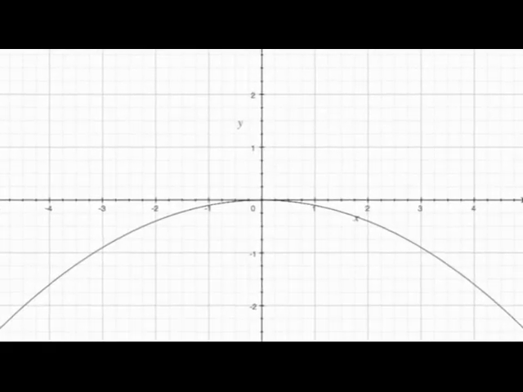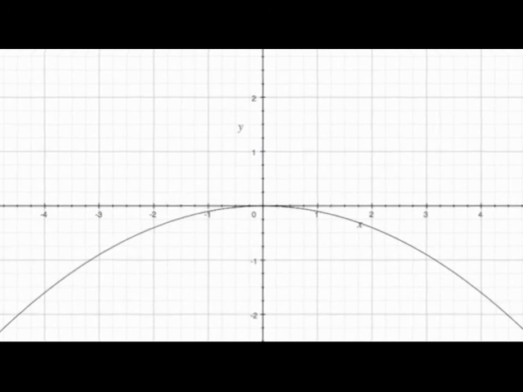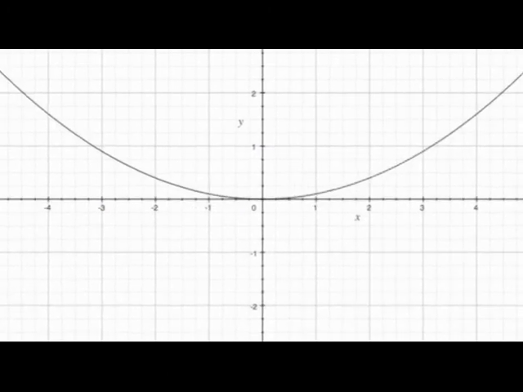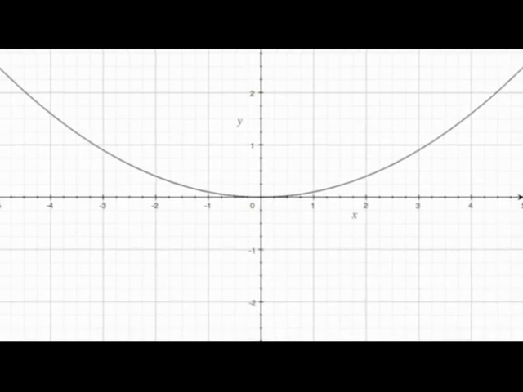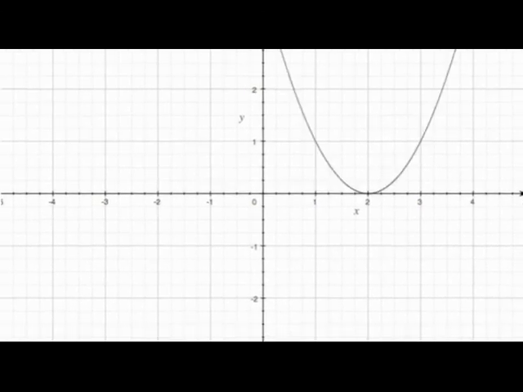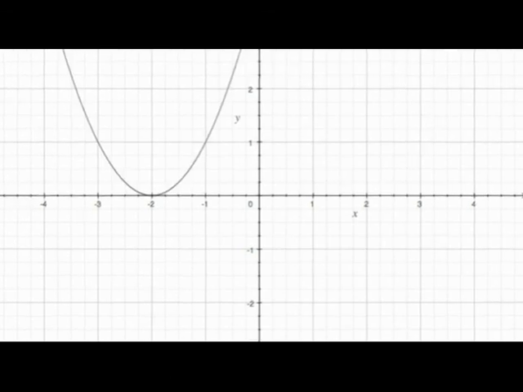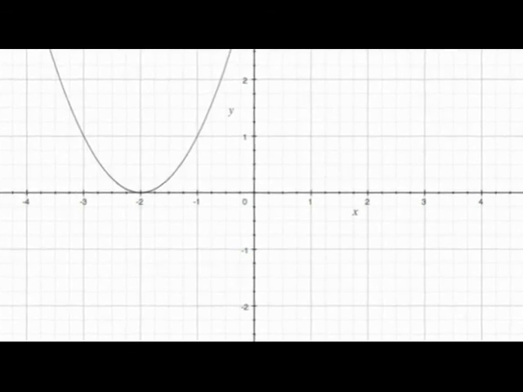So to summarize, if a is negative, it will make a mountain, which is reflected in the x-axis. And if it is positive, it will make a kind of dent. If h is negative, it will move to the right. And if h is positive, it will move to the left.